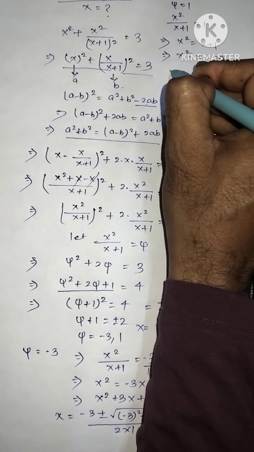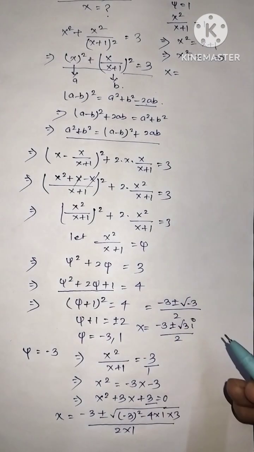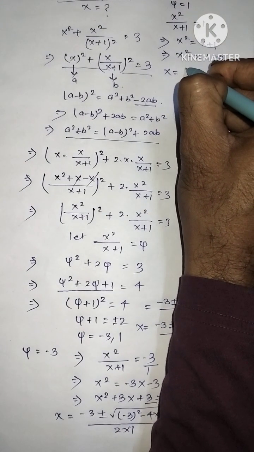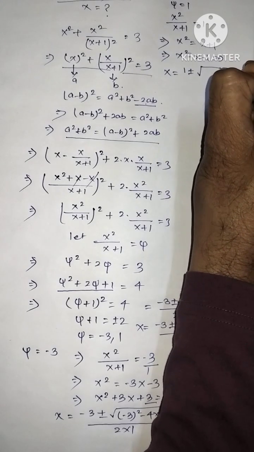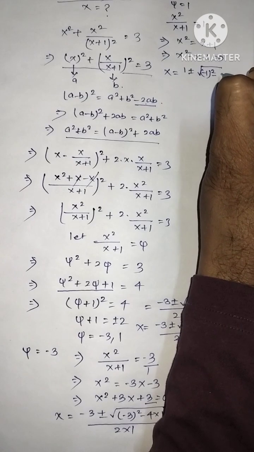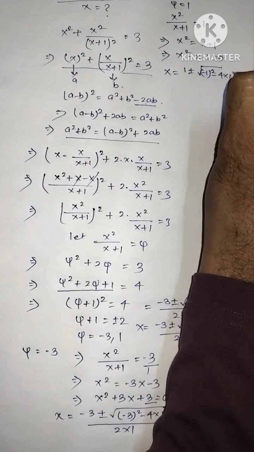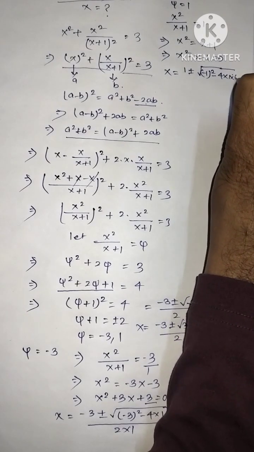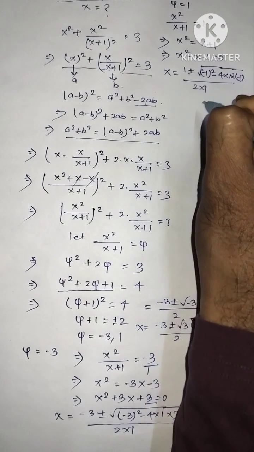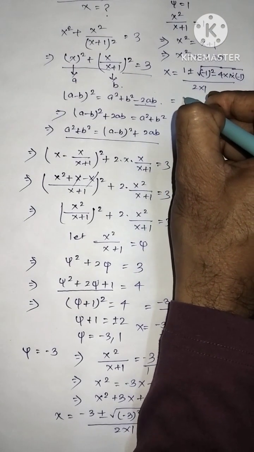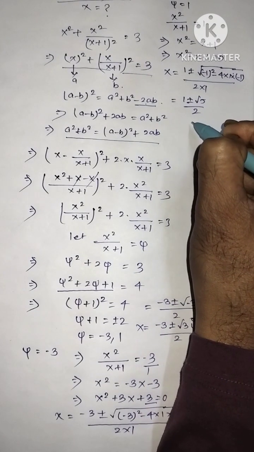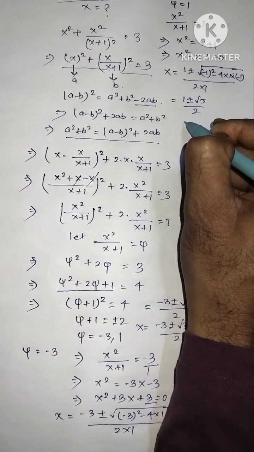And x will be what? Here I will once again use the quadratic equation formula, and this will be 1 plus minus square root of (minus 1) square minus 4 times 1 times minus 1 over 2 times 1. And this will be 1 plus minus square root of 5 over 2. So here we will have two real values of x.